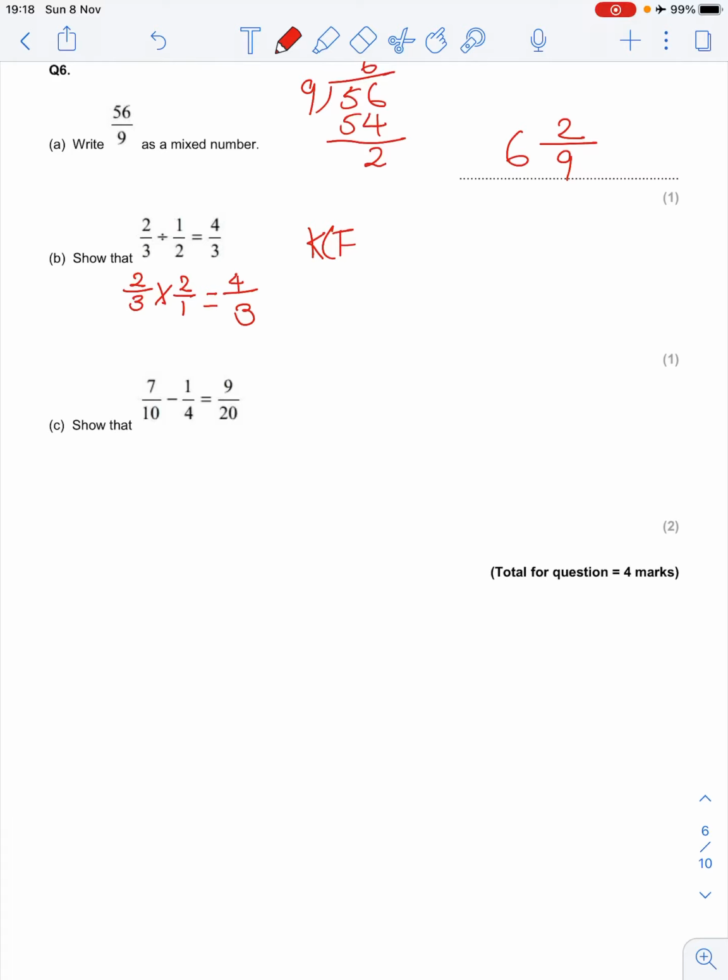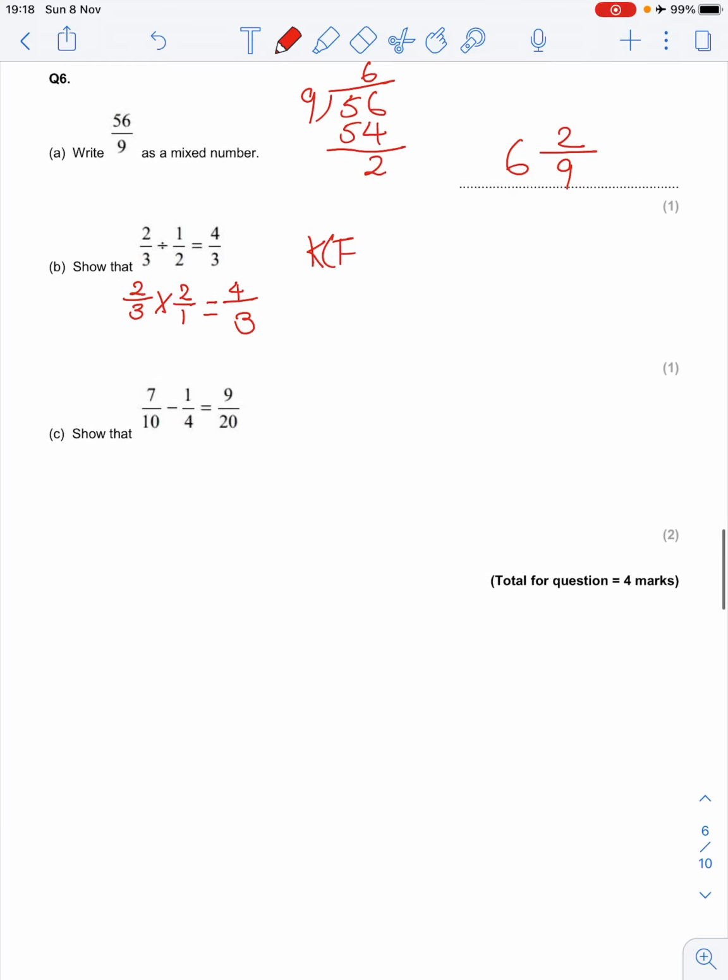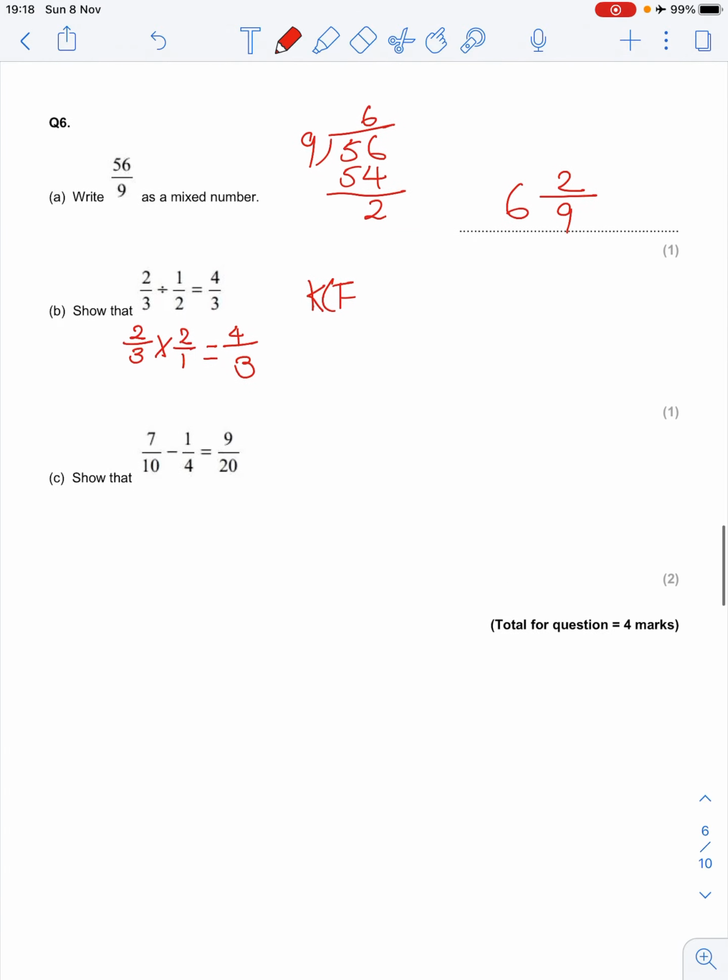So part C in question 6, we have 7 over 10 minus 1 over 4 equals 9 over 20. So remember, subtracting fractions, we need to have the same denominator, and we have to equal something over 20. So if we times the denominator by 2, we get from 10 to 20. So the numerator must be multiplied by 2.